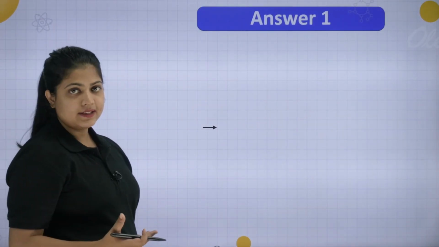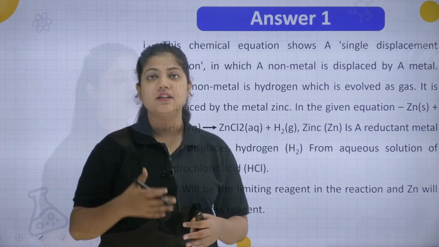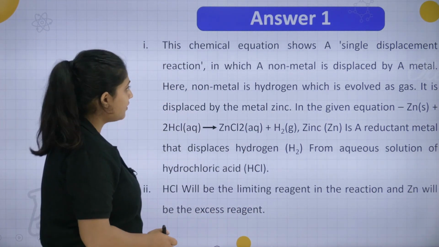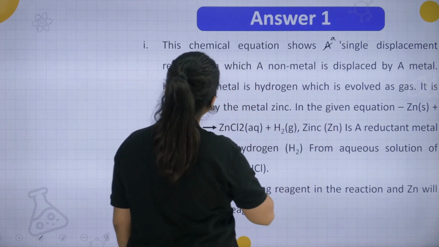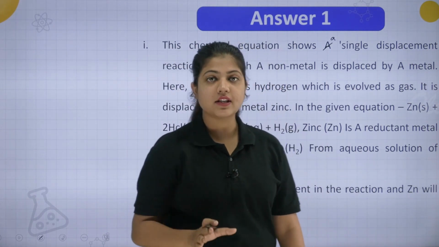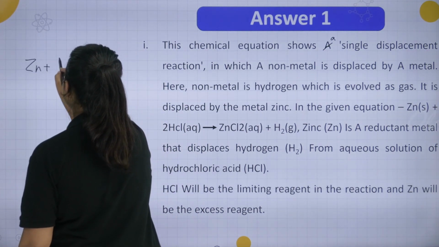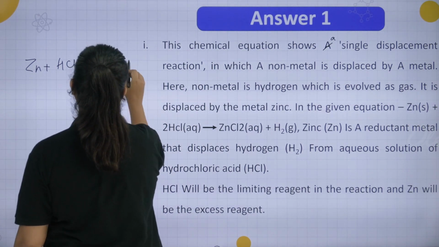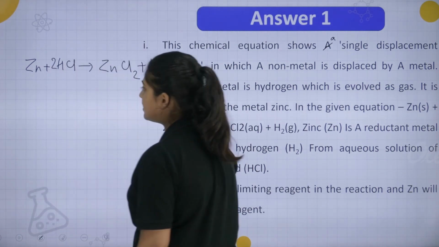So how would you write the answer? First of all, let us talk about the information that you can seek by seeing the equation that is given to you. First of all, this chemical equation shows a single displacement reaction. How can we say that this is a single displacement reaction? Let us write this equation here also. The equation was zinc plus HCl. I am writing the unbalanced equation, although. That gives out ZnCl2 plus H2. Let me balance it, then it will be 2HCl here.